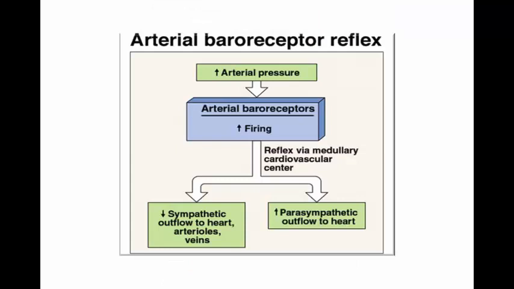So when the arterial blood pressure is increased, firing of action potentials from the arterial baroreceptor increases, and this increased frequency of action potential reaches the cardiovascular centers in the medulla oblongata. The cardioacceleratory center would be inhibited as a result of the increased blood pressure, so the sympathetic outflow to the heart, arterioles, and veins decreases. And when the cardioacceleratory center, which is sympathetic, is inhibited, the cardioinhibitory center, which is parasympathetic, is automatically stimulated, resulting in an increase in the parasympathetic outflow to the heart.